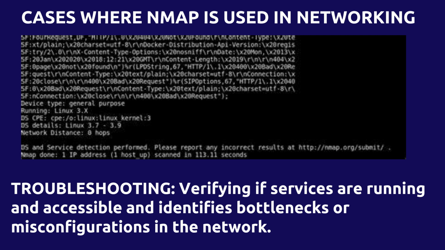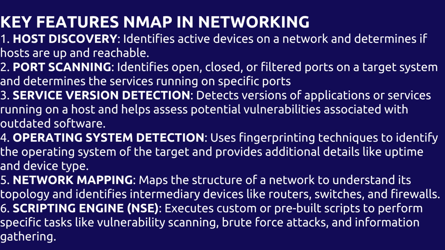What are the key features of Nmap used in networking? We have host discovery, which is used to identify active devices on the network and determine if hosts are up and reachable. Number 2, we have port scanning, used to identify open, closed, or filtered ports on a target system and determine the services running on specific ports. Number 3, we have service version detection, used to detect the version of applications or services running on a host and help assess potential vulnerabilities associated with outdated software.